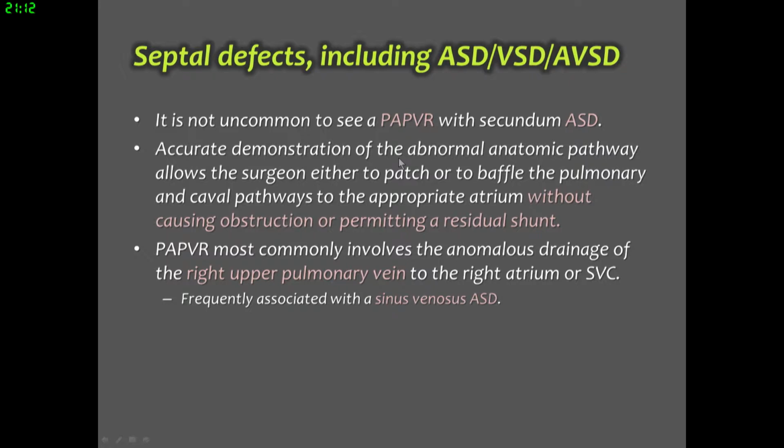A clear demonstration of the abnormal anatomic pathway allows the surgeon either to patch or to baffle the pulmonary and caval pathways to the appropriate atrium without causing obstruction or permitting a residual shunt. PAPVR most commonly involves the anomalous drainage of the right upper pulmonary vein to the right atrium or SVC. This anomalous pulmonary drainage is frequently associated with a sinus venosus ASD.